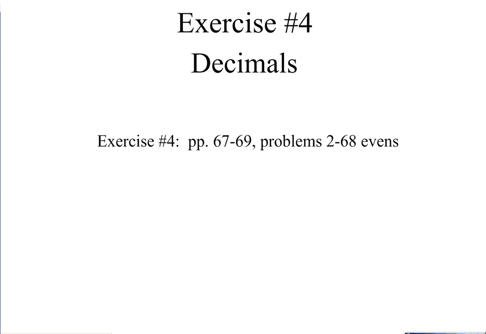Exercise 4, decimals. Much of what we're going to talk about today is going to again be calculator exercises where you are getting used to using your calculator to convert.